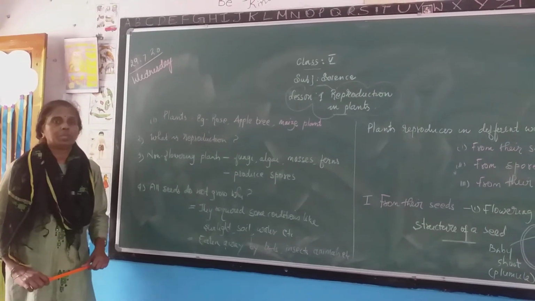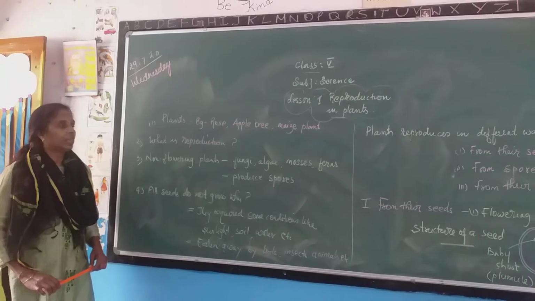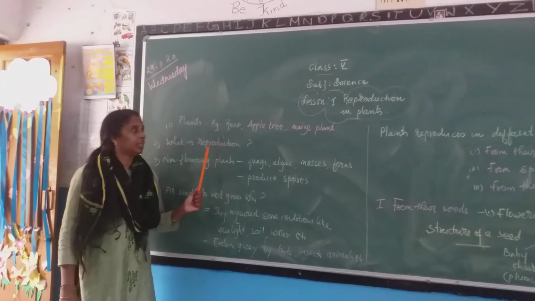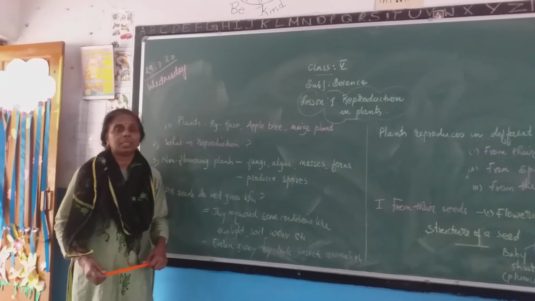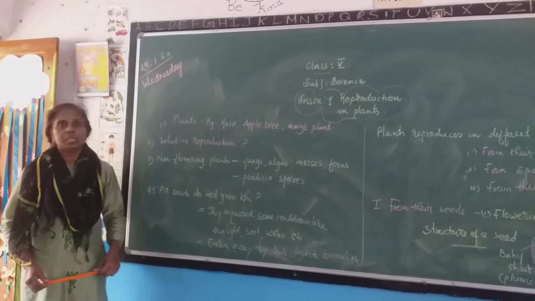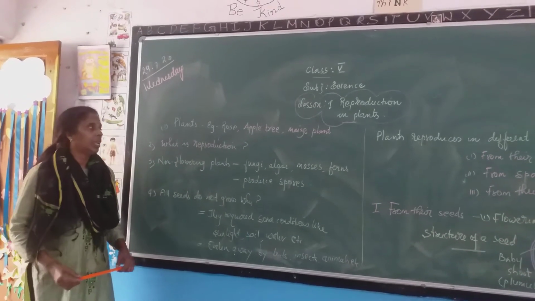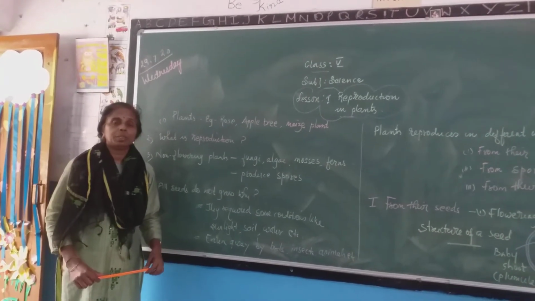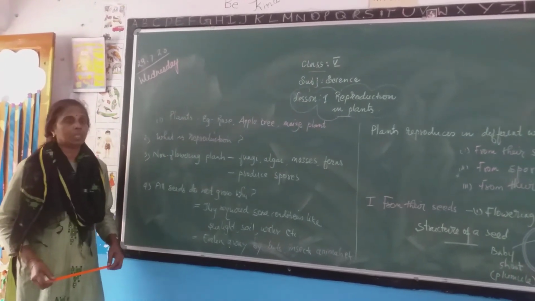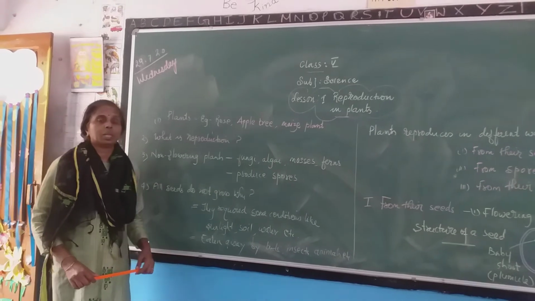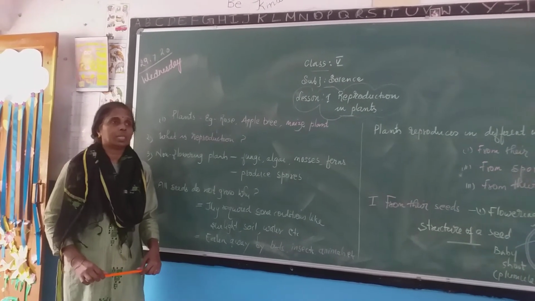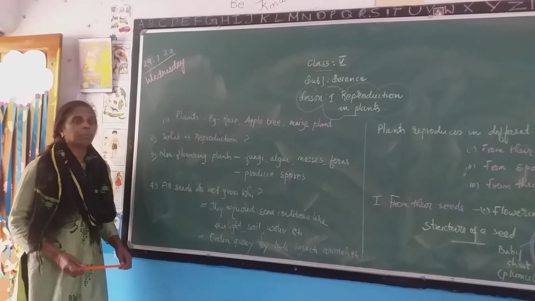What is the meaning of reproduction, children? See the word reproduction, producing. From that word itself you can understand what reproduction is, that is producing. And producing what? Producing young ones. Reproduction is the process of producing young ones. And the young one should resemble their parents.